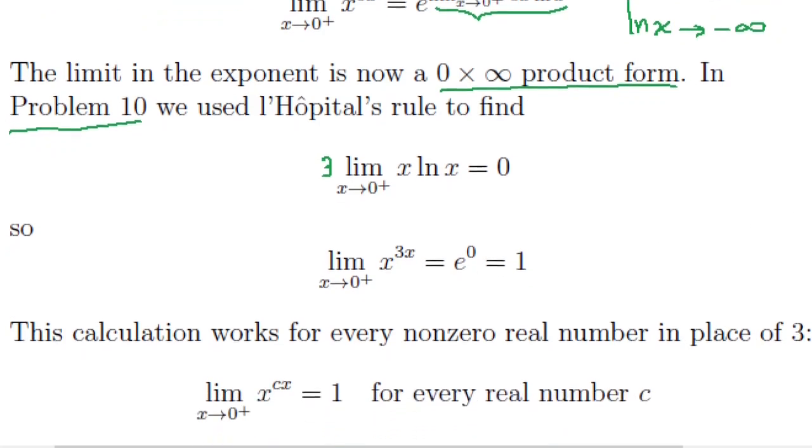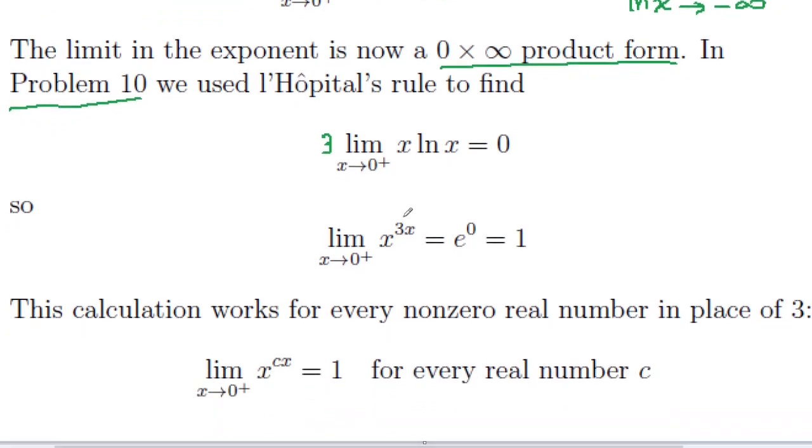It's worth mentioning that there is nothing special about the number 3. If I use any number c here instead of 3, the whole thing works out the same way, and we have the same answer, 1.